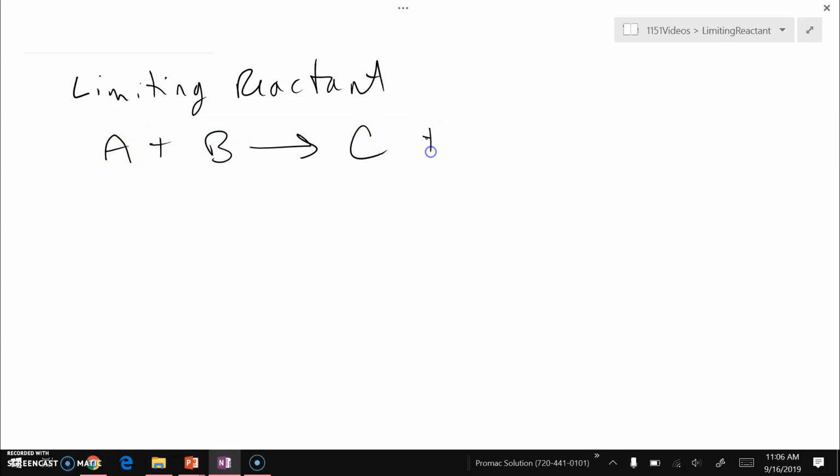A plus B goes to C plus D. So your reactants are A and B, and your products are C and D.